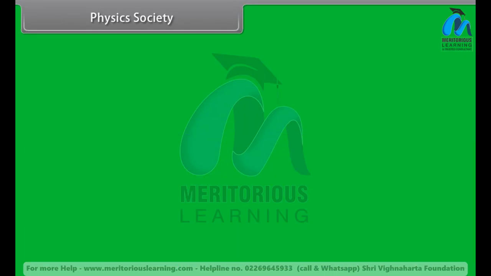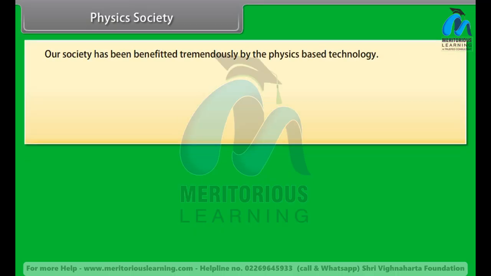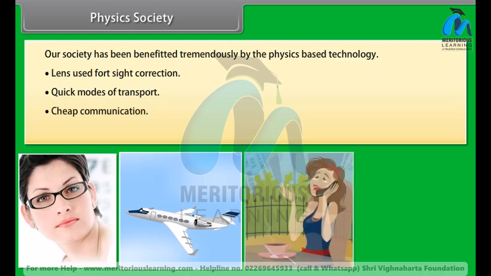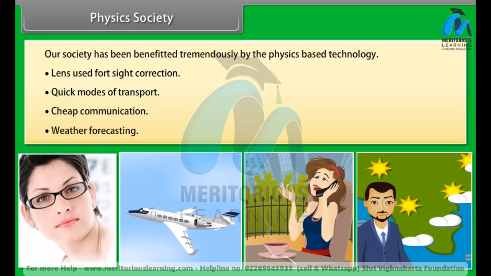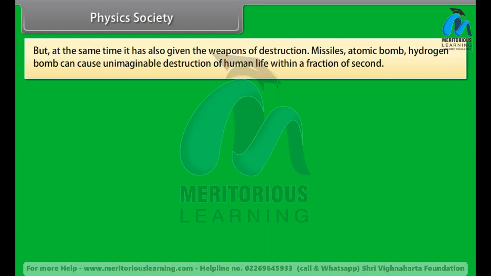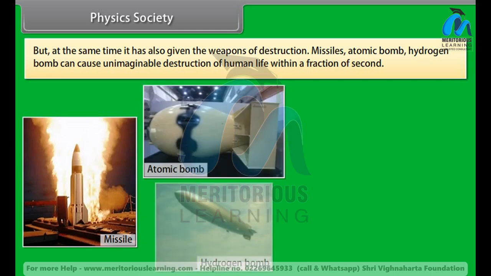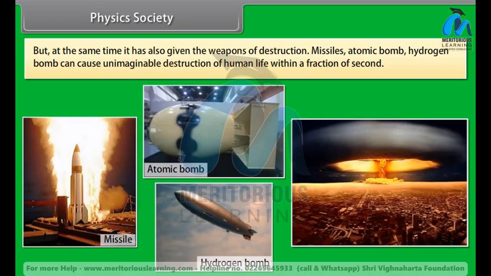Physics and society. Our society has been benefited tremendously by physics-based technology. Lenses used for sight correction, quick modes of transport, cheap communication, weather forecasting are some new dimensions of progress due to physics. But at the same time, it has also given weapons of destruction. Missiles, atomic bomb, hydrogen bomb can cause unimaginable destruction of human life within a fraction of a second.